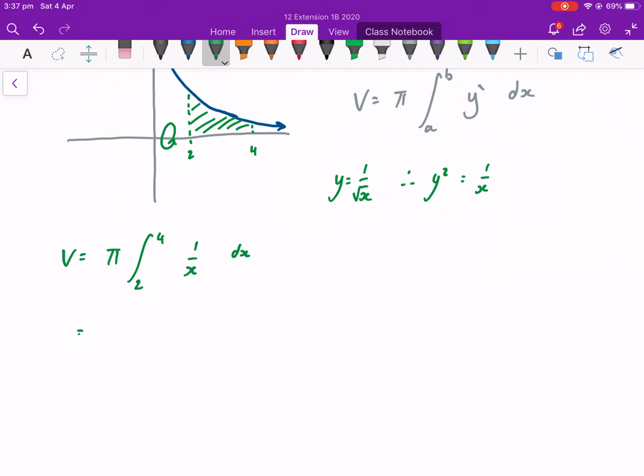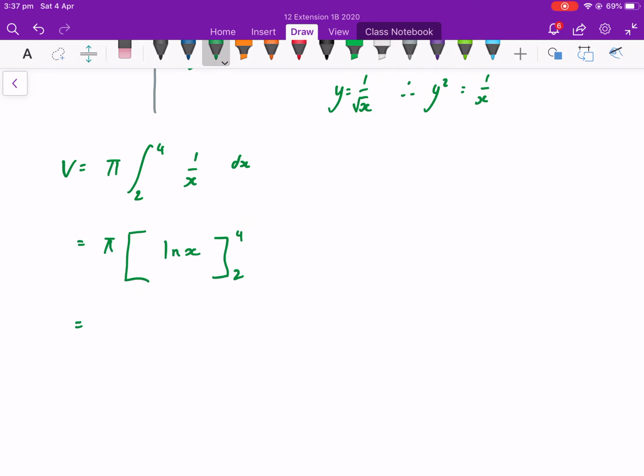From here, we can now integrate this. So with pi lots of, we integrate 1 on x, we end up with ln x between 4 and 2. And then we get pi. Now, if we simplify this, we end up with ln 4 minus ln 2, which is the same as pi ln 2.